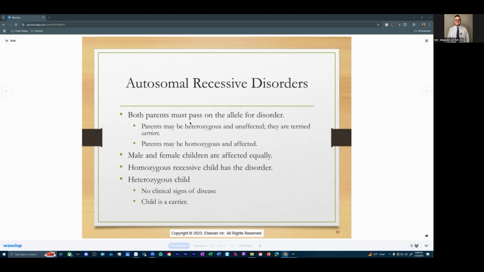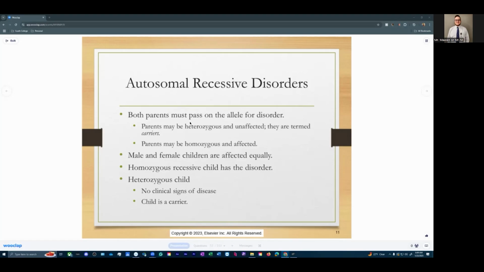So for autosomal recessive disorders, because they're recessive, for the child to have this disorder, both parents would have to have that recessive allele for a particular disorder. Parents may be completely unaffected by this disorder. They may be a carrier, which is described by the word heterozygous. Basically, they have one normal gene and one disease gene, and because it's a recessive gene, it doesn't cause or manifest the disorder. It doesn't cause a phenotype in that person, but they're now a carrier for it.